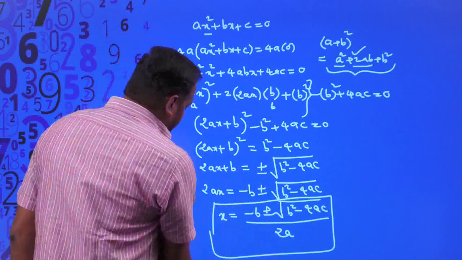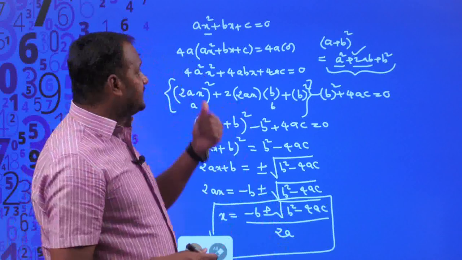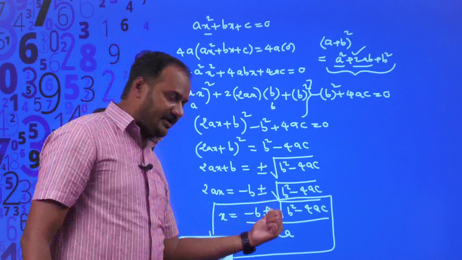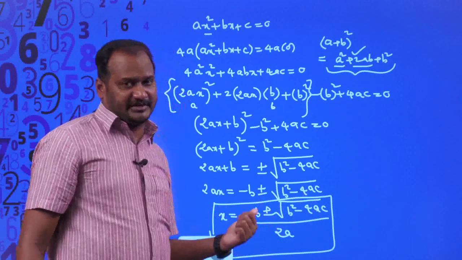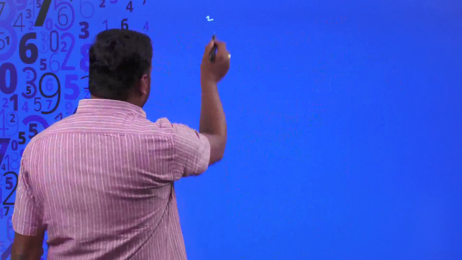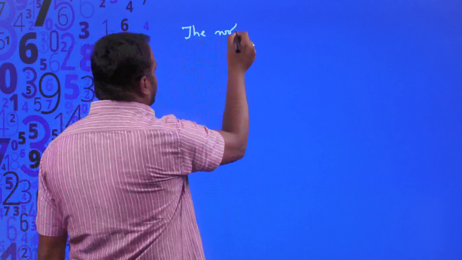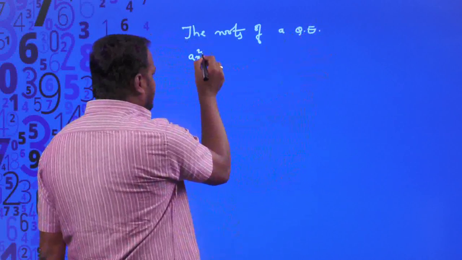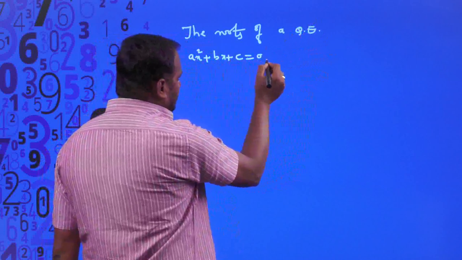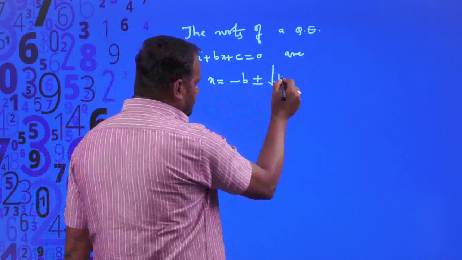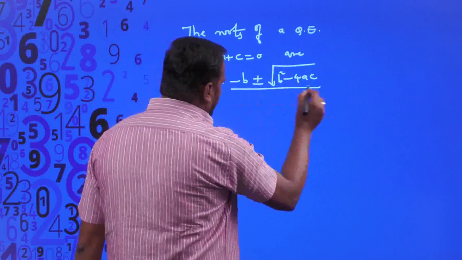I will write this quadratic formula briefly. So, I hope you understand how to derive this quadratic formula, right? For ax square plus bx plus c is equal to 0, once again, make a note of it that x is equal to minus b plus or minus square root b square minus 4ac whole divided by 2a. Correct? So, I will write that once again here: the roots of a quadratic equation ax square plus bx plus c is equal to 0 are x is equal to minus b plus or minus square root b square minus 4ac whole divided by 2a.